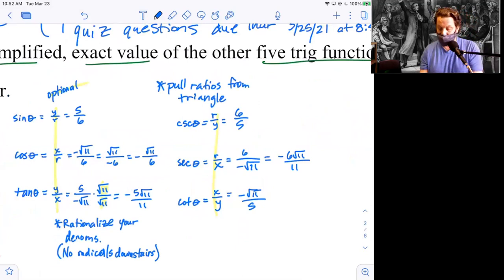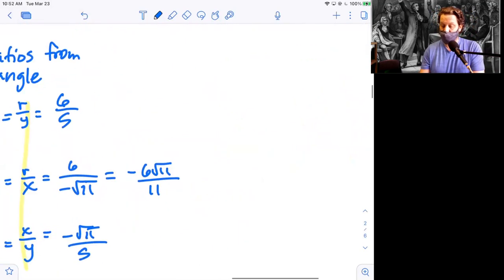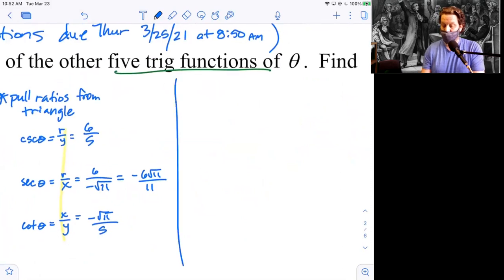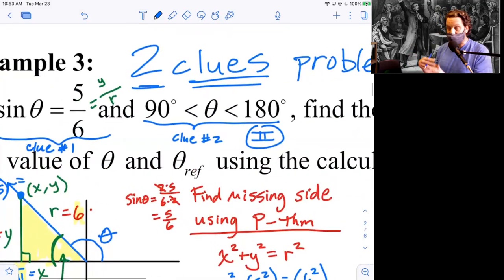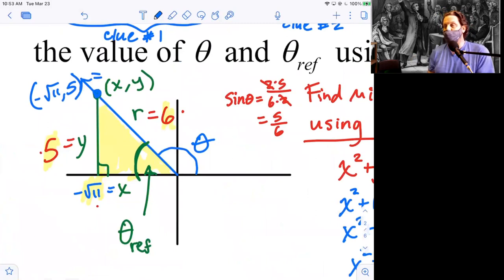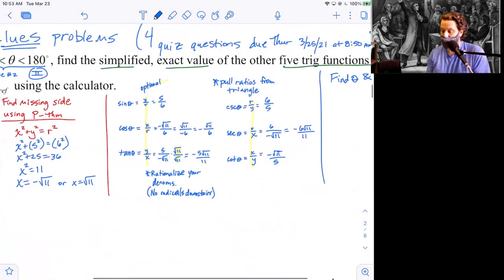Okay, so now here's the next thing. Now, I want to find theta and theta ref. Okay, and notice that we are in degrees. We're in degrees first because it's easier. So I know that my angle has to be something between 90 degrees and 180 degrees. Well, how am I going to find theta?